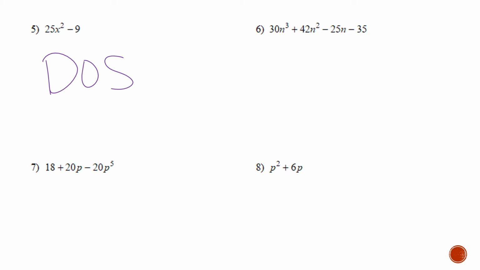Number 6, they do not all have n's in common. When I look at 30, 42, 25, and 35, the factors of 25 are 1 and 25 and 5 and 5. 5 goes into 30 and 35, but not 42. So I cannot use GCF, and there are 4 terms, so that means I'm going to use grouping on that one.